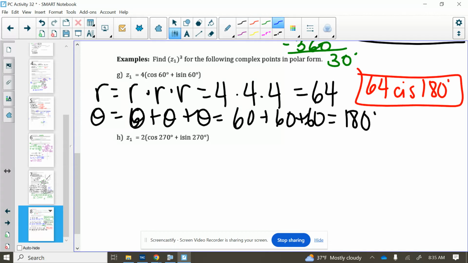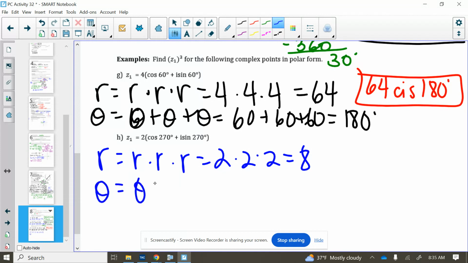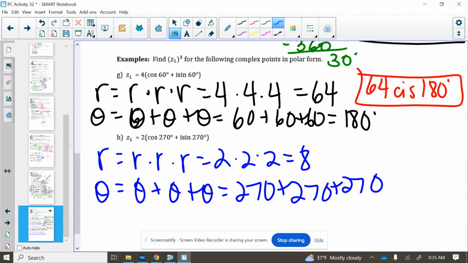All right, the last one, to find our r, again, we are raising this to the third power. So we're going to just multiply this by itself 3 times. So we get 8. And then for theta, you would add them up. So 270 plus 270 plus 270 is 810.